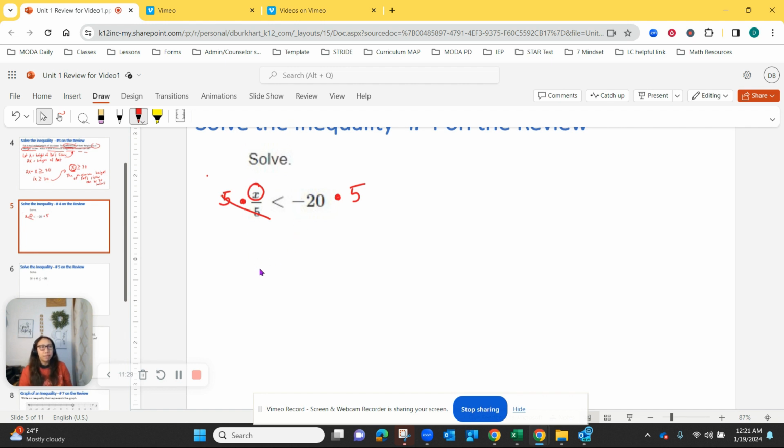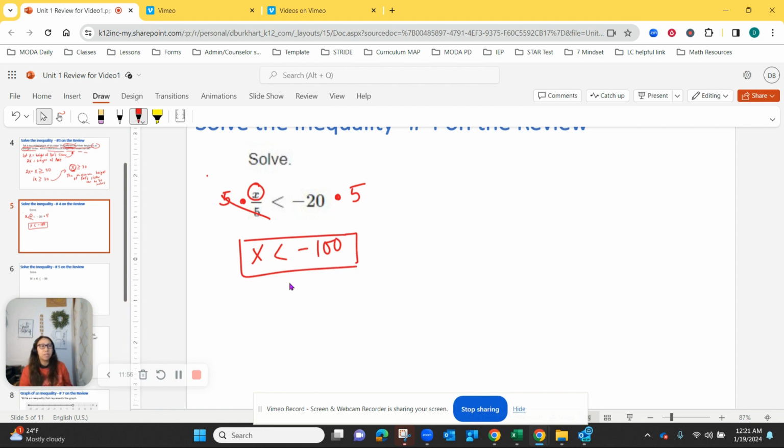So what's left on the left side is just your x. Then you bring down the inequality symbol and multiply negative 20 times 5. That makes it negative 100. So the solution to the inequality is x less than negative 100.